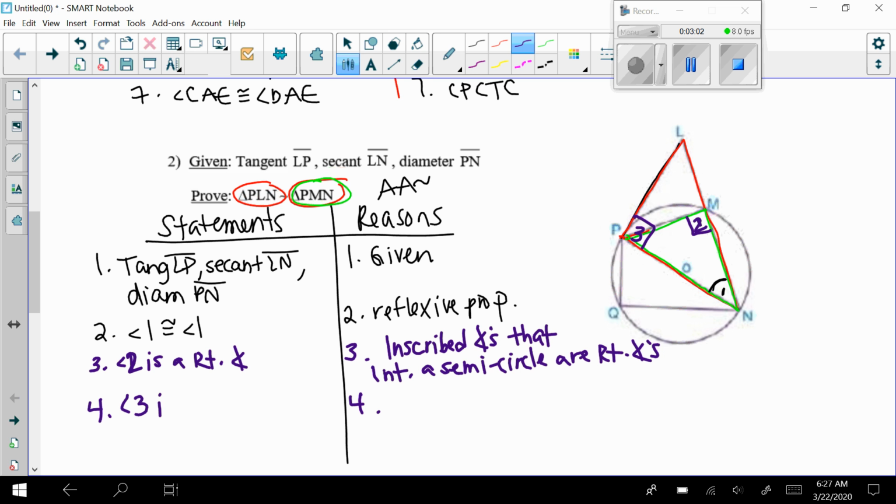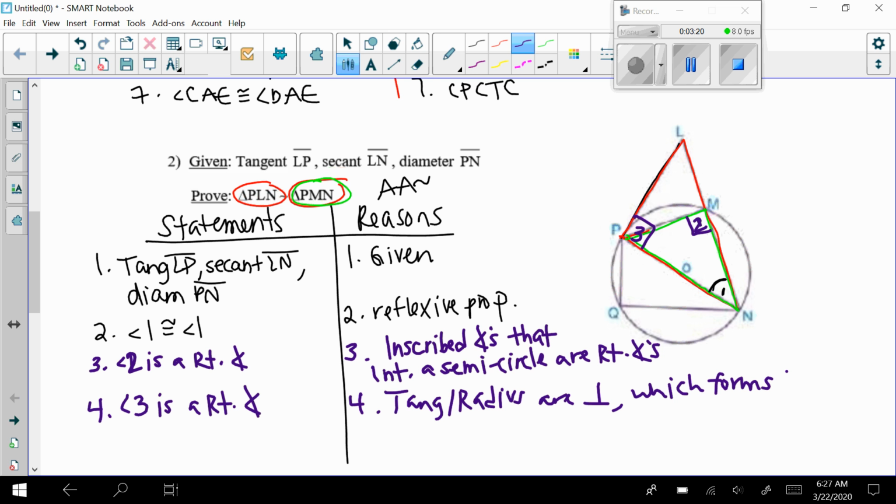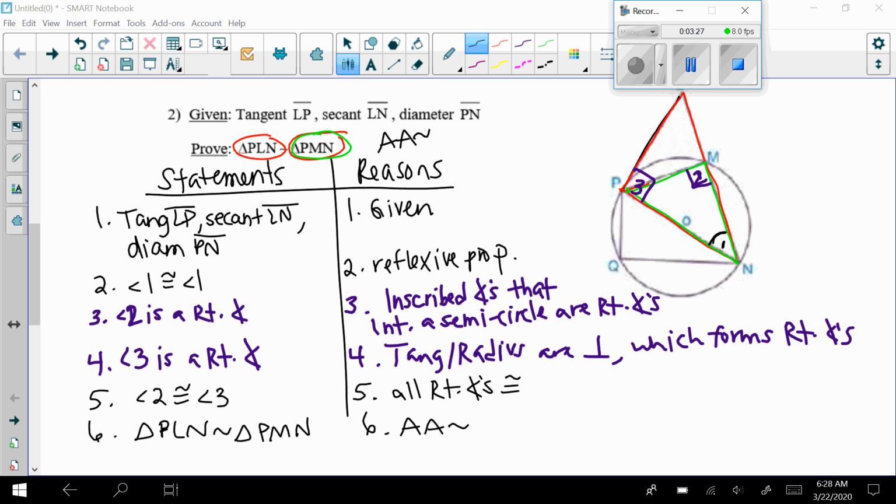So angle 3 is also a right angle. Why? Because a tangent and radius are perpendicular, which forms right angles. So again, that could be 2 steps. I'm just blending it into one. See if we can finish it from here. And there's the end of that proof. All right angles are congruent, and angle.